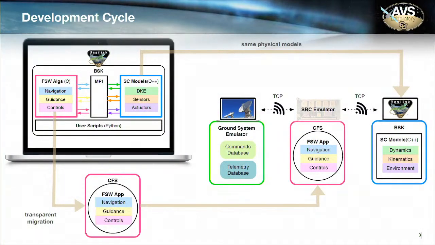So this slide shows the development cycle illustrated graphically. We're going to start with the Basilisk framework, where we prototype the flight software algorithms. We then migrate these algorithms into the core flight system in a transparent manner, transparent meaning that the source code does not change for migration. And then we are ready to embed the CFS flight software application into a single board computer emulator in order to perform distributed closed-loop testing.